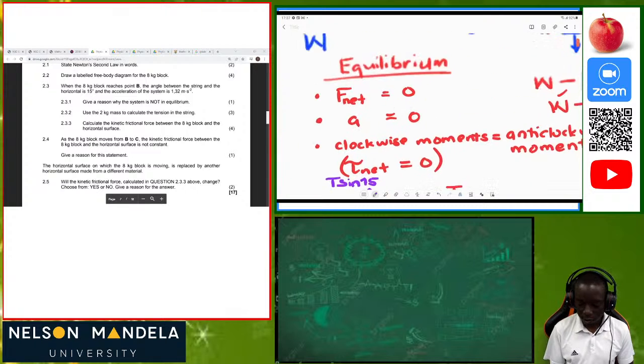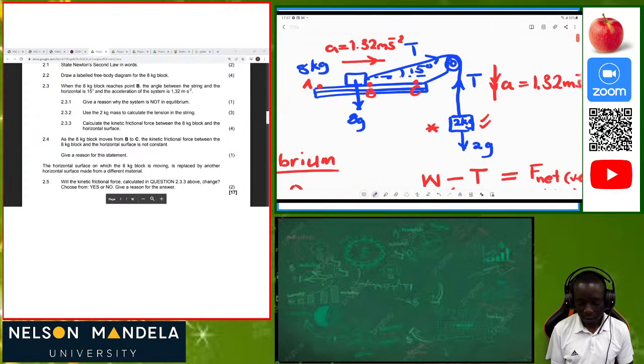So this is the diagram we drew. Yes, this one. As we move from A to B, we were given the acceleration. Then we calculated at this point the kinetic friction, which we found to be 5.82 newtons. But as we advance towards C, we are told that the kinetic friction, which is the 5.82, is not constant. It is changing. So how do you think this kinetic friction would change? And why does it change?